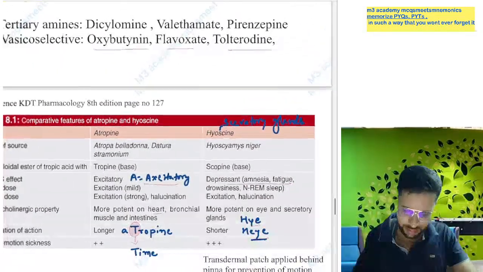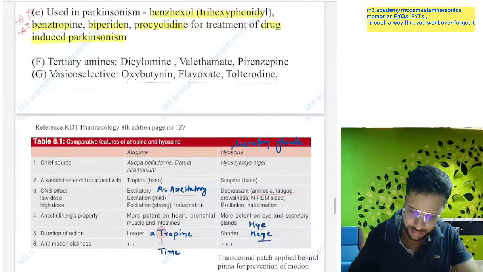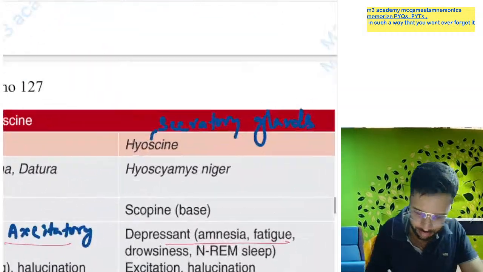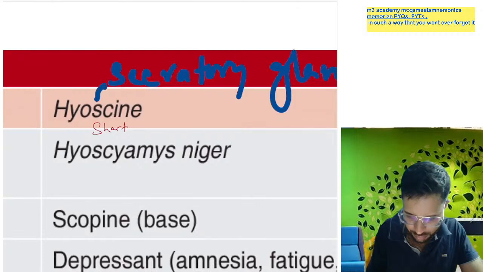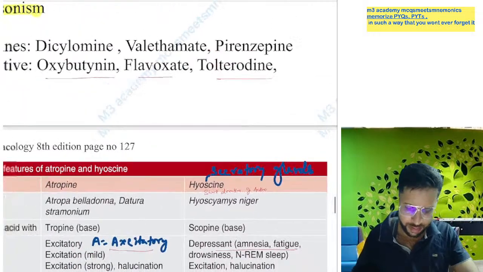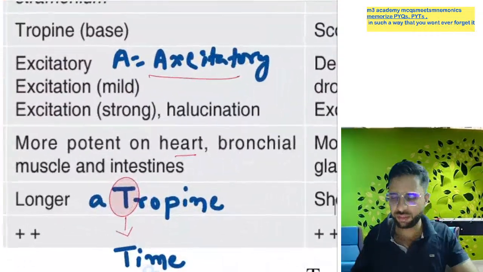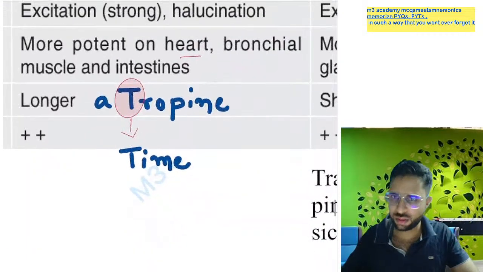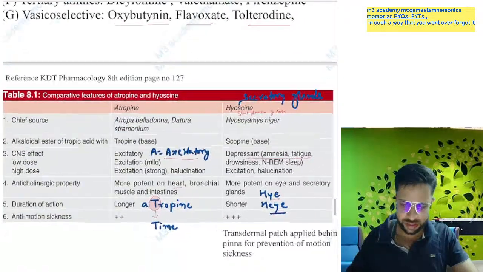So this is more potent on the eye and the secretory gland. Yes, and hyoscine has a short duration of action because hyoscine is the S or S4 you can say. यहाँ पे लिख लेते हैं, short duration of action. And atropine में क्या आता है? Atropine has a T, you can remember time. So this is the long duration of the action. So in this way we cover the difference between atropine and hyoscine.